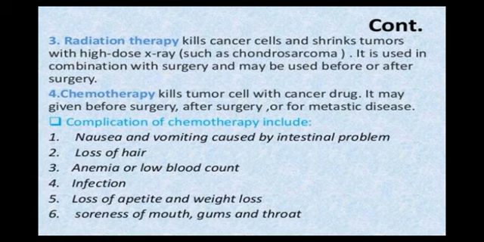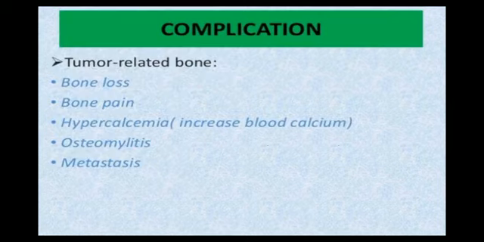Complications of chemotherapy include nausea and vomiting caused by intestinal problem, loss of hair. This is the most common type of complication that a person gets when he is under chemotherapy. Anemia or low blood count, infection, loss of appetite and weight loss, soreness of mouth, gums and throat. Other complications that occur when a person is getting treatment for tumor are bone loss, bone pain, hypercalcemia, osteomyelitis and metastasis.